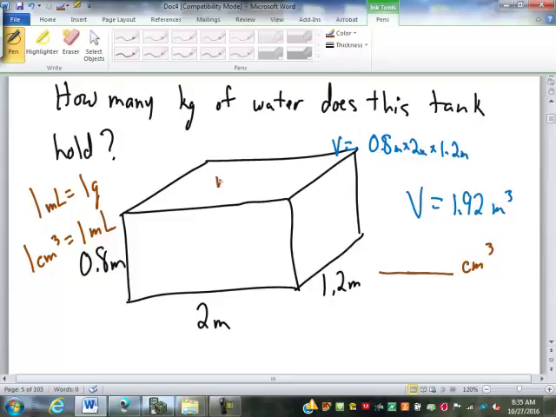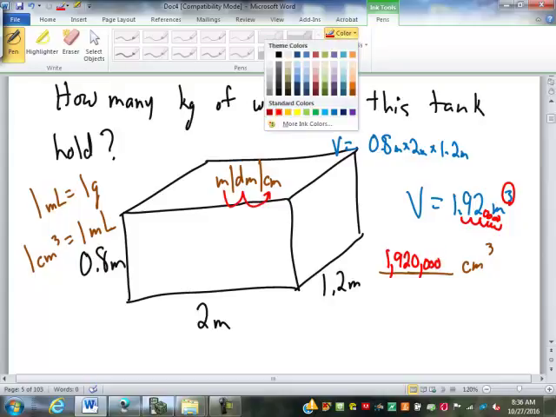On my chart, to get from meters to centimeters is 2 spots to the right, correct? So do I move my decimal point 2 spots to the right? Say no. Why not? But it's cubed. So that means each spot on the chart is 3 places. So 2 spots on the chart is 6 decimal places. So 1, 2, and I got to add zeros. 3, 4, 5, 6. So that's 1,920,000 cubic centimeters.